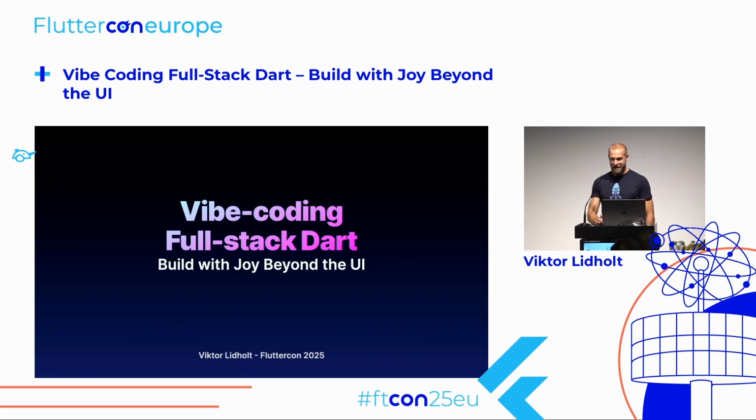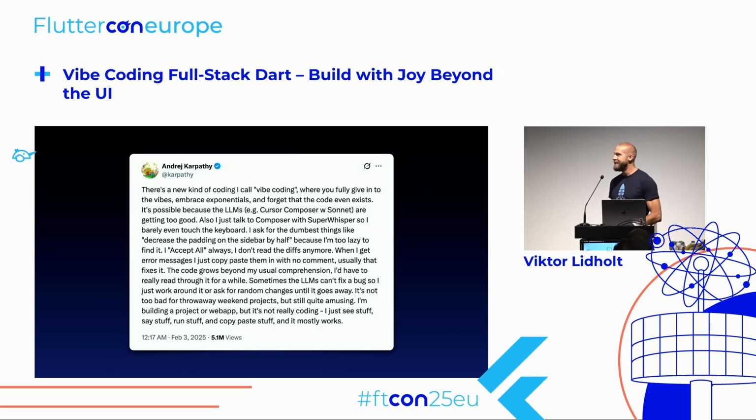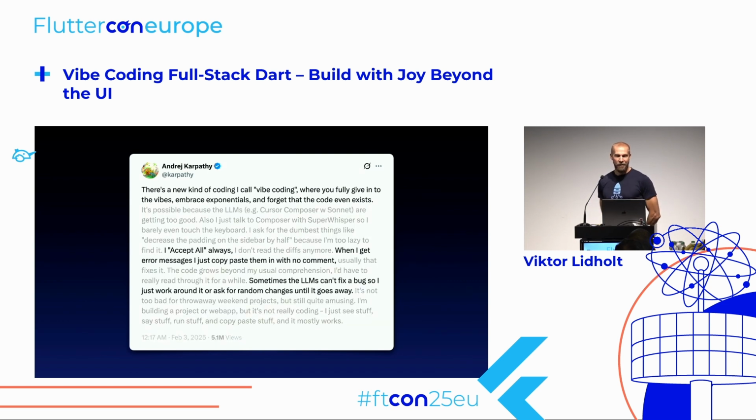So vibe coding, let's first get a little bit of a definition of what it is. It was initially coined by Andrej Karpathy, and I'm not going to write his whole tweet, but some parts of it. There's a new kind of coding I call vibe coding, where you fully give in to the vibes, embrace exponentials, and forget that the code even exists. I accept all, always. When I get error messages, I just copy-paste them in with no comment. Sometimes the LLMs can't fix a bug, so I just work around it or ask for random changes until it goes away.